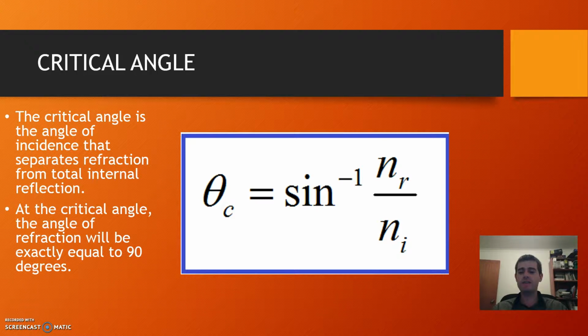Okay, so having said that, we're going to skip across to two short examples of how to problem solve with total internal reflection and critical angle type problems.